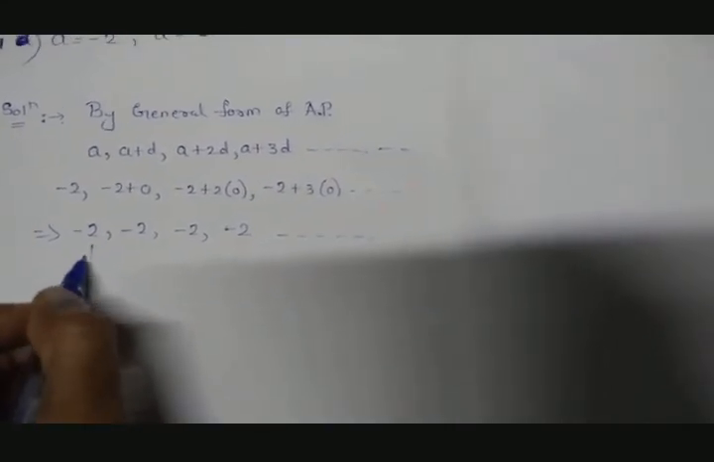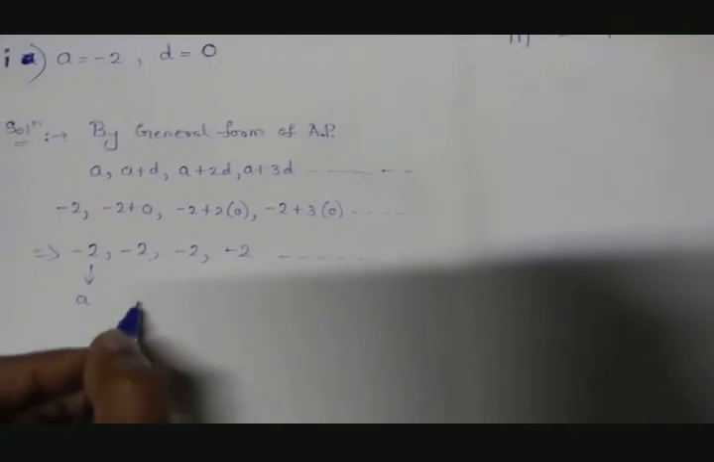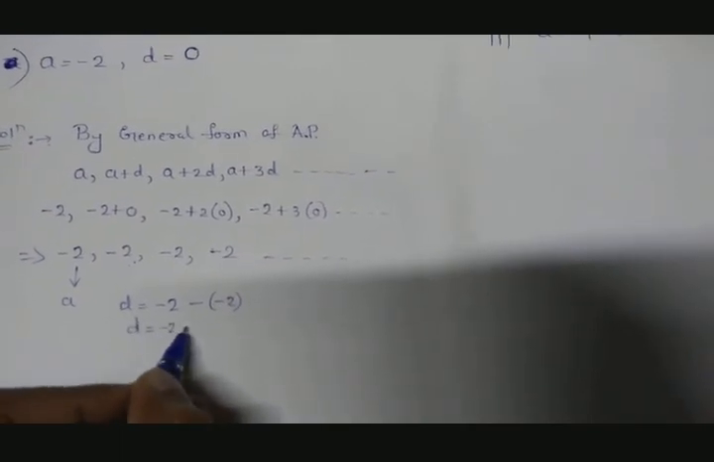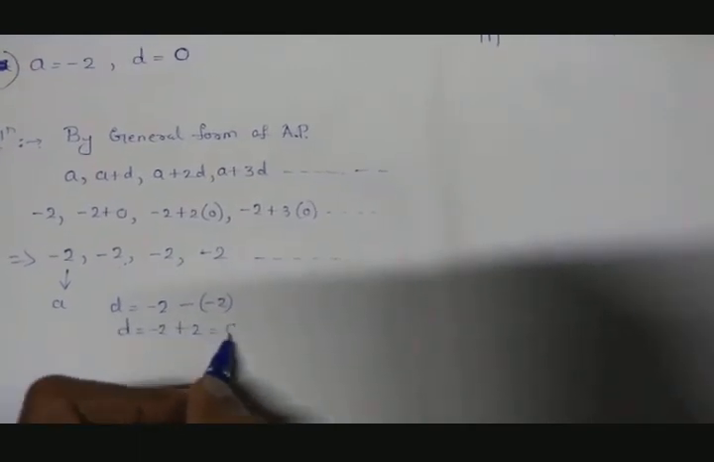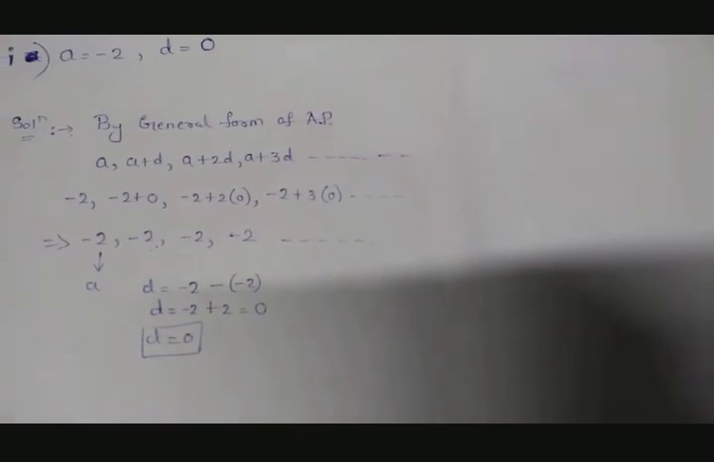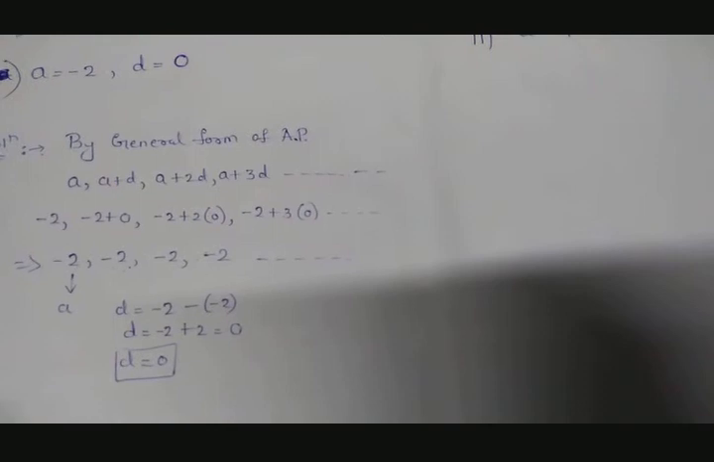How do you verify whether you have done the problem correctly or not? Just see the first term: a is equal to minus 2, so we had a equal to minus 2. And again, subtract the first term from the second term: d is equal to minus 2 minus of minus 2. Minus into minus is plus, minus 2 plus 2 gets cancelled, so d is equal to 0. Hence we got d equal to 0 and a equal to minus 2. So whatever we had written here, the first 4 terms, are right.